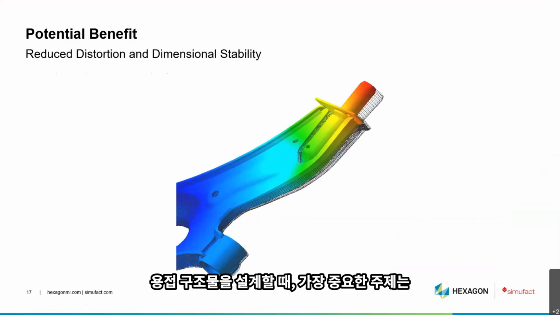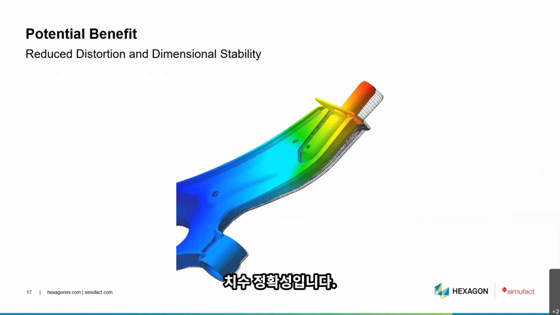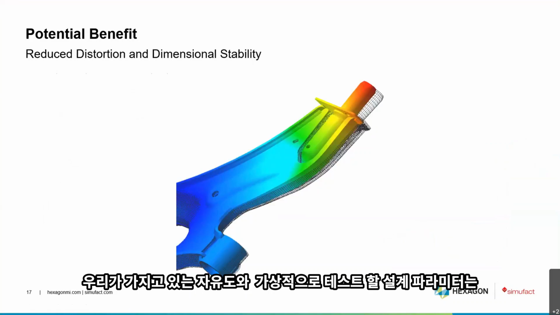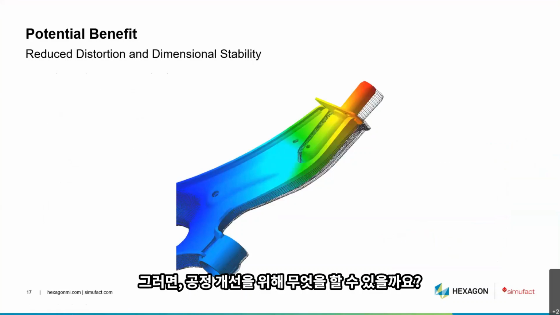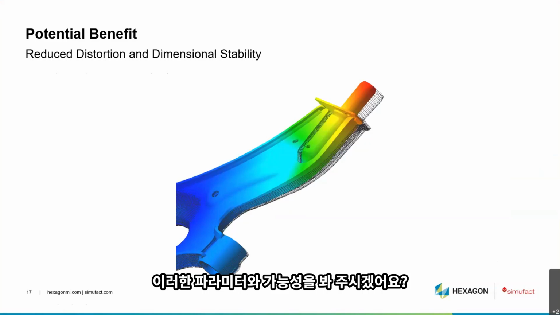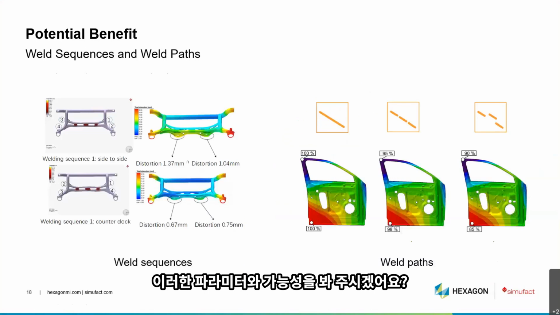The most important topic during the layout of welded structures is dimensional accuracy. But which degrees of freedom do we have? Which parameters are varied and then virtually tested, or can be varied and tested by running simulations? So what can we improve in order to improve our process? I just would like to list some of these parameters or possibilities.